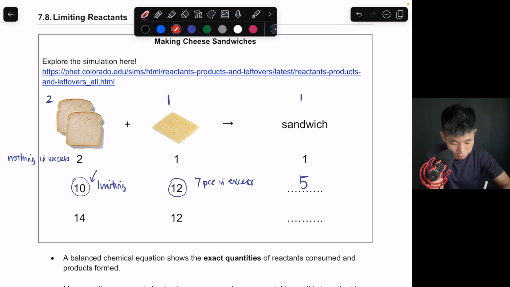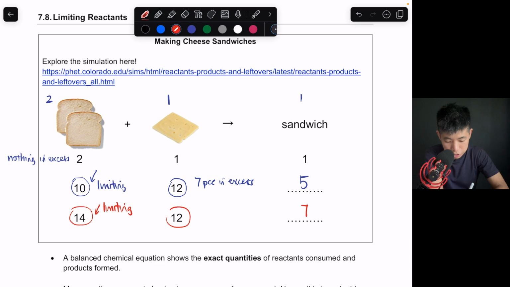Alright, we work with another example. This time round, I have 14 slices of bread with 12 slices of cheese again. What is the maximum number of sandwiches I can make? You'll probably be able to guess again. This will be 7. Correct? So this time round, what do I not have enough of? Again, bread is not enough, and we say bread is limiting. In making those 7 sandwiches, I used up 7 slices of cheese. I'm left with 5 pieces of cheese in excess. Correct?